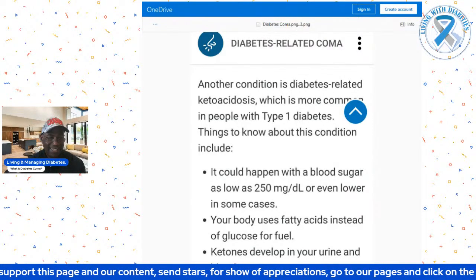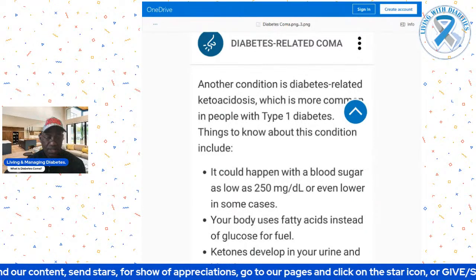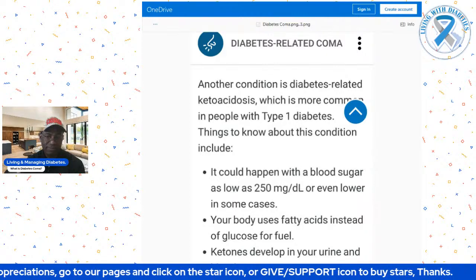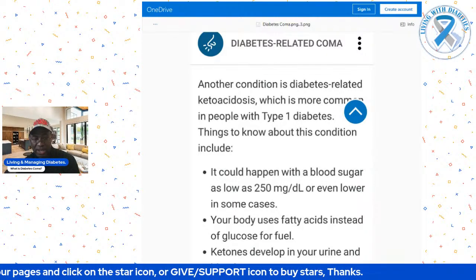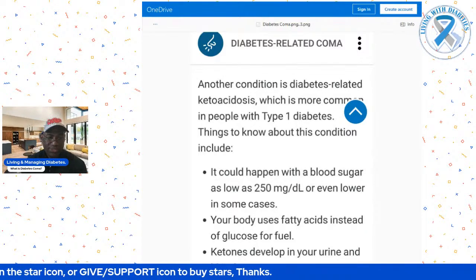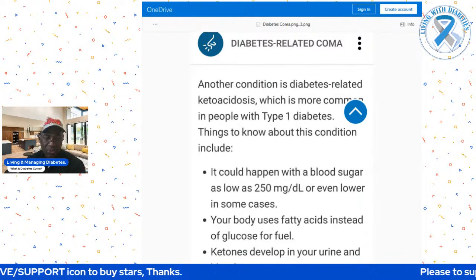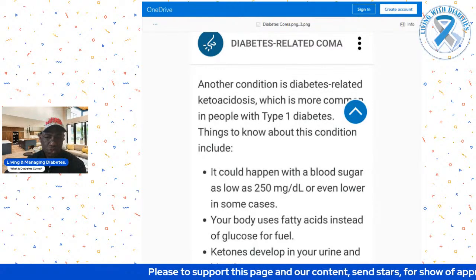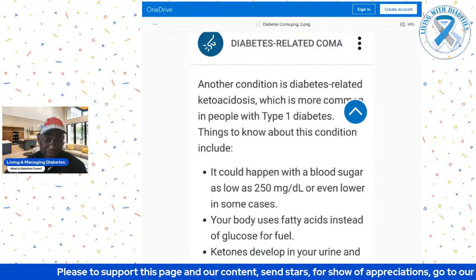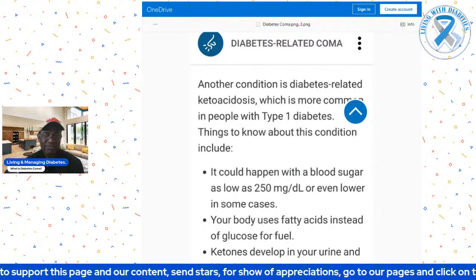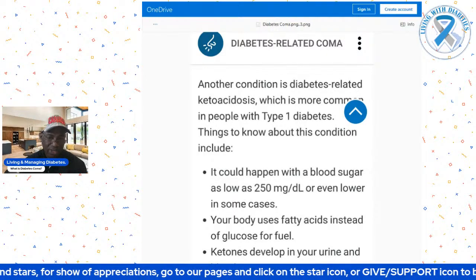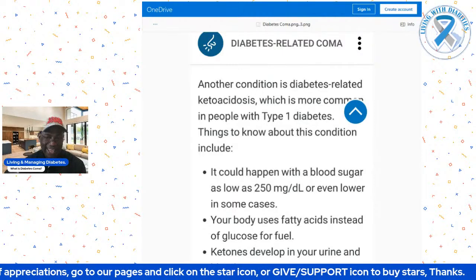That is ketoacidosis leading you to go into coma. Second, your body uses fatty acid instead of glucose for fuel. Remember what I said about glucose. They say don't allow your glucose to be in excess, above the normal range. Glucose is the fuel the body needs to meet its daily obligations. It is the energy that your body needs.